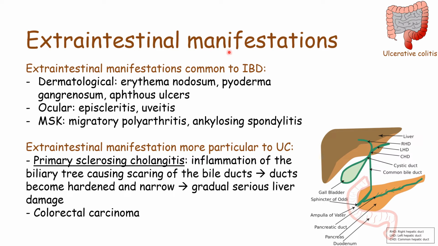Let's talk about the extraintestinal manifestations of ulcerative colitis. First, here are some extraintestinal manifestations common to inflammatory bowel disease, so to both ulcerative colitis and Crohn's disease. We can have erythema nodosum, which is essentially swollen fat under the skin that will cause bumps and patches that look red or darker than the surrounding skin. We have pyoderma gangrenosum. This is a rare condition that causes large, painful ulcers to develop on your skin, and it is seen most often on patients' legs.